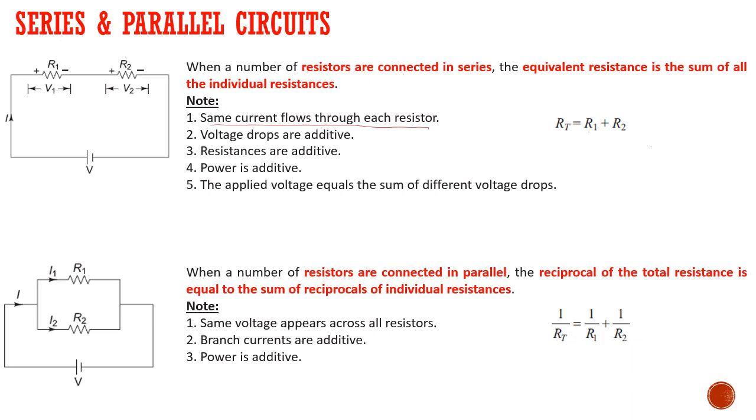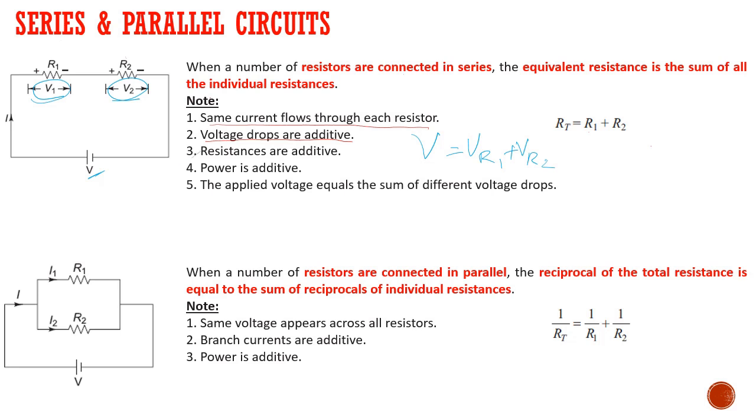And the second point is that voltage drop is also additive. Let us say for R1, the voltage drop is V1, and V2 is the voltage drop across R2. So the voltage drops VR1 plus VR2 are additive, which will be equal to the supply voltage V. So this is the second point: voltage drops are also additive, which means we must add voltage drops also.